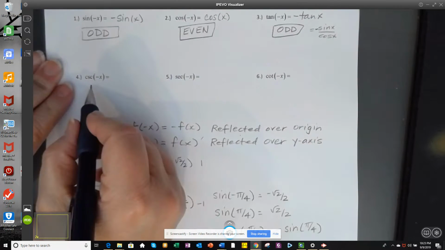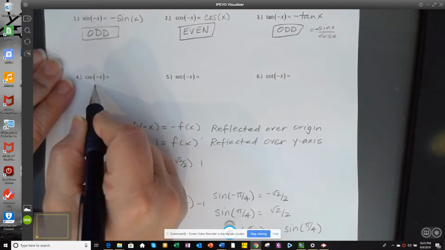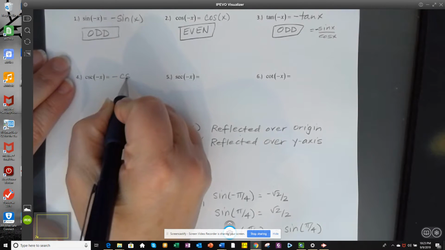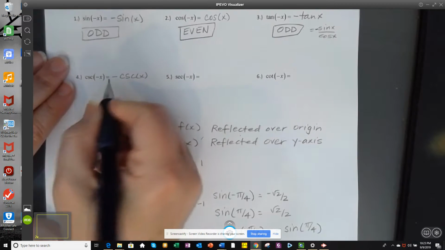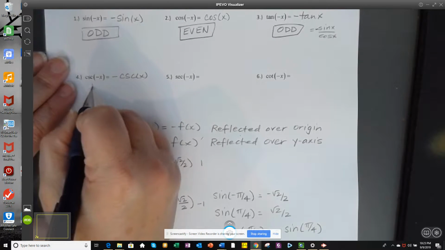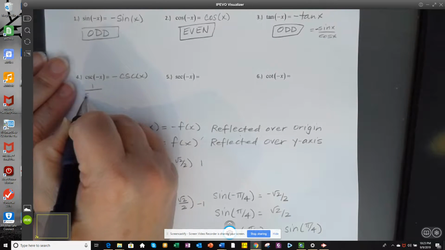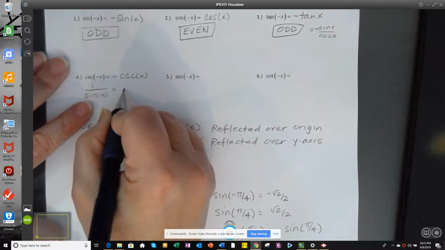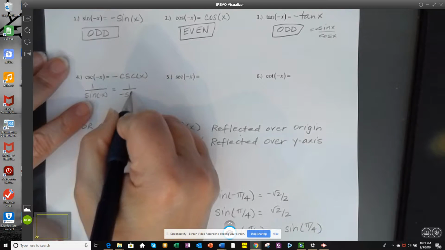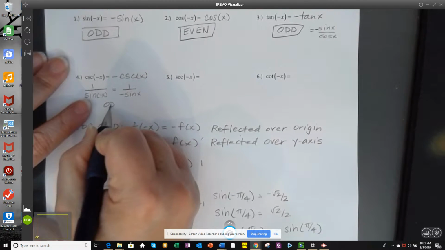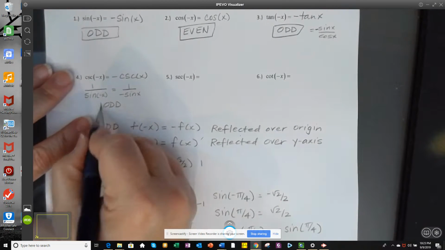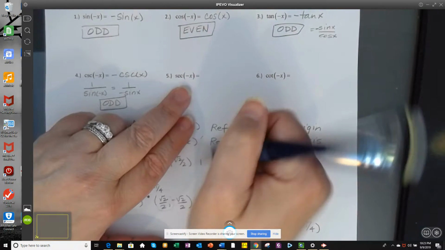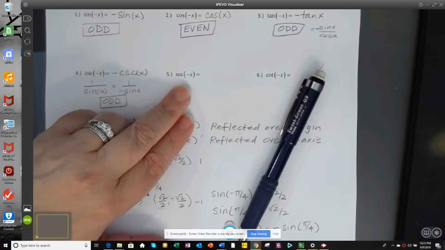Okay. Now, cosecant is 1 over the sine. So this is going to be also odd. Because if you think about it, this is 1 over sine of negative x, and that would equal 1 over negative sine of x. And so this one is also odd. So cosecant is odd. Secant, now I should show you the graph of that too.